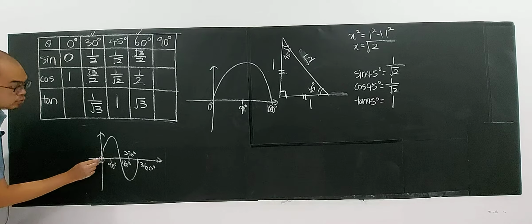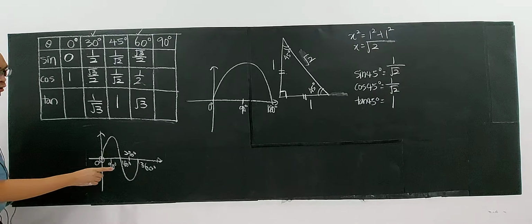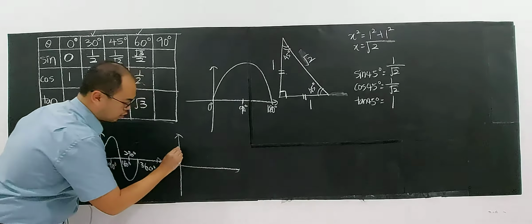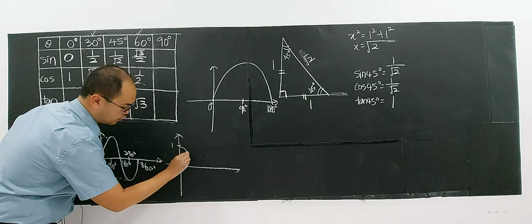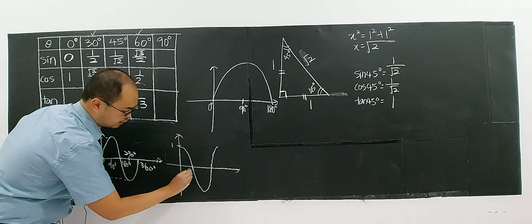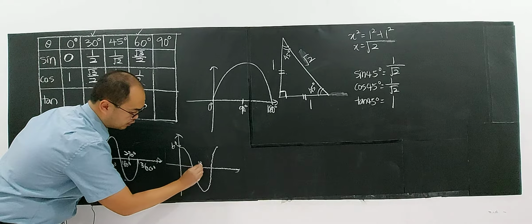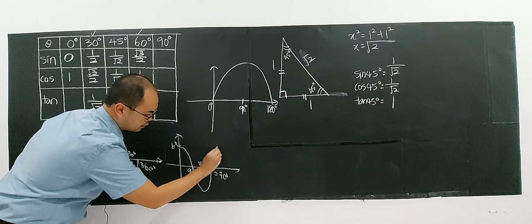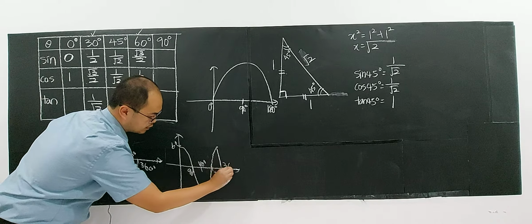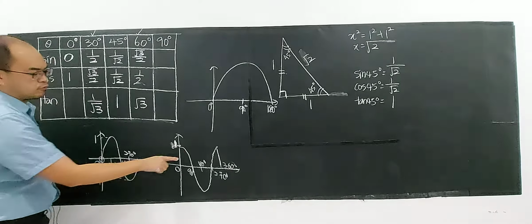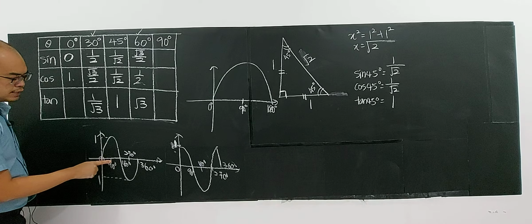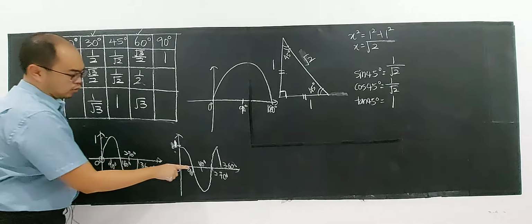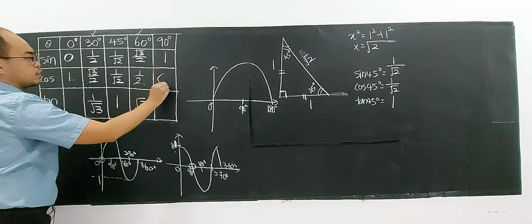You see that sine 0 is 0. Now let's see the cos graph. Cos starts from 1. The maximum is 1 and the minimum is negative 1. It starts from 1 and moves this way, with 90, 180, 270, and 360 marked. So cos 0 is 1 and sine 0 is 0. Sine 90 is 1, but for cos 90 it's an x-intercept, so y will be 0.